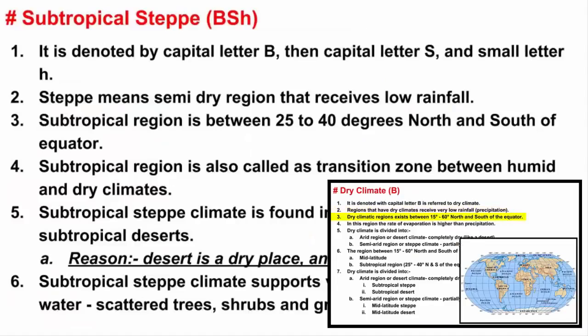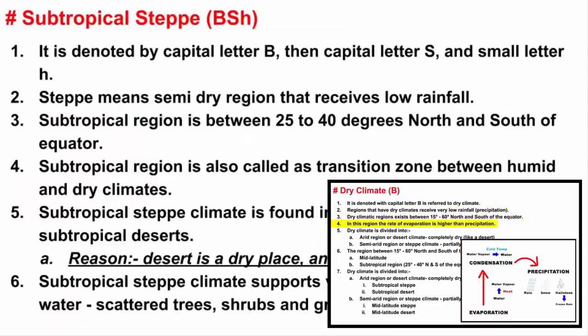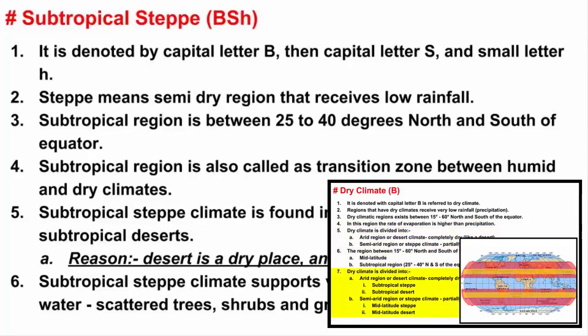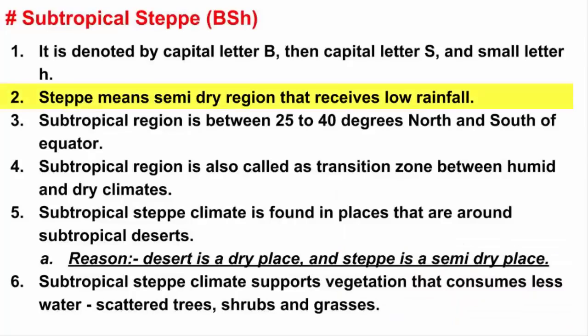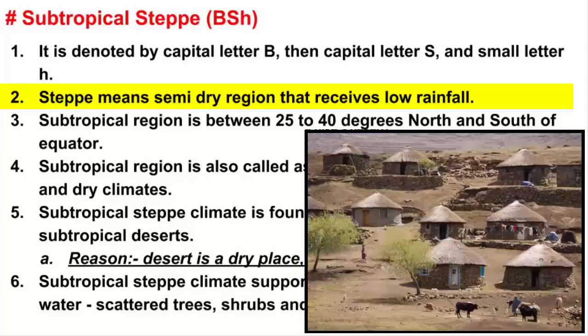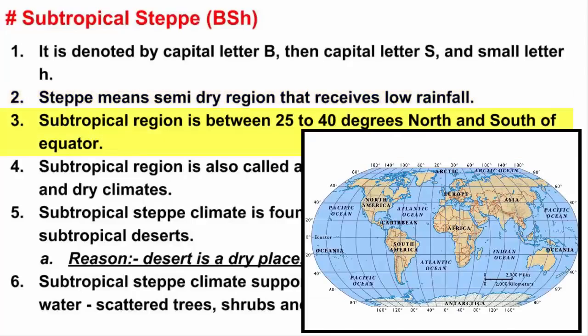Now in the previous video on dry climates, I have explained the meaning of the word steppe, and I've also showed where subtropical region is on the world map. So steppe means semi-dry region, meaning it is not completely dry like a desert, but it receives very low rainfall. And subtropical region is between 25 to 40 degrees north and south of the equator.